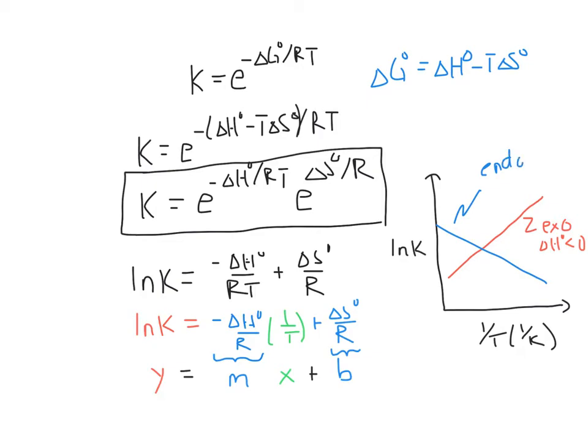So endothermic, remember, is when delta H is greater than 0. And when delta H is greater than 0, a positive number times this minus sign makes this a negative slope. So I can tell right away by measuring the equilibrium constant as a function of temperature whether my reaction is exothermic or endothermic by whether my line slopes up or down.